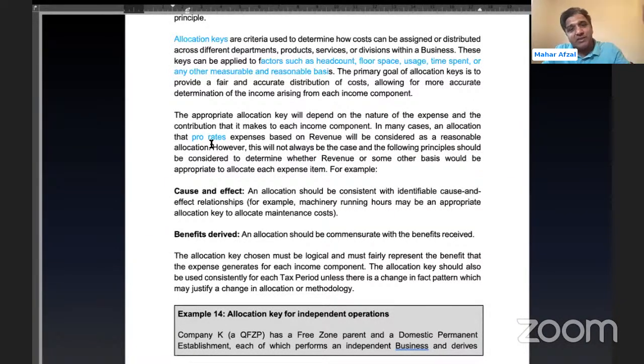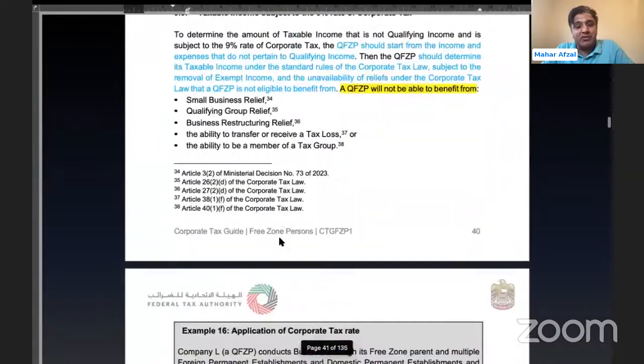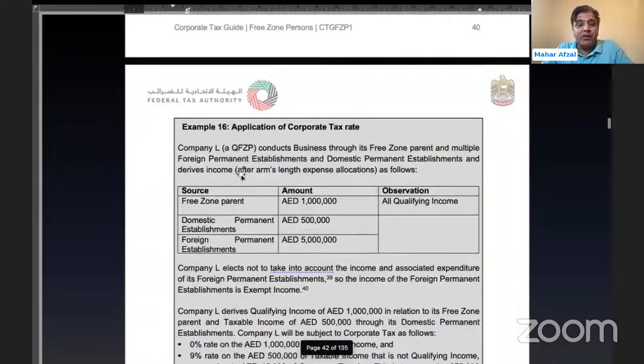Directly allocated expenses, first trace the expenses, directly allocated expenses based upon the risk involved, function performed. Any common expenses should be allocated based upon the allocation key that they have given. It should be apportioned on a pro rata basis. You can go through this. This is the example exactly pertaining to all these things. You can go through this. A qualifying free zone person will not be able to enjoy this relief. We have already discussed this.